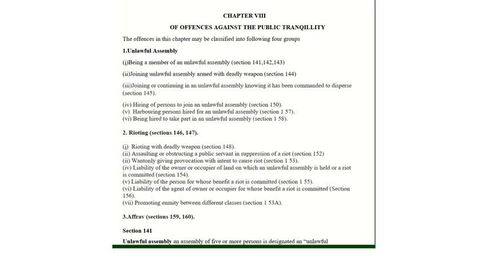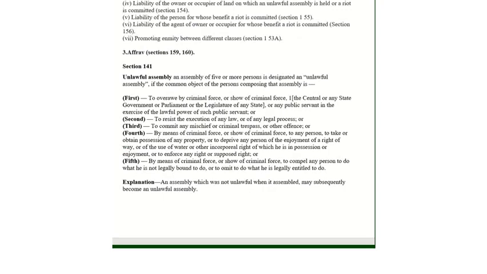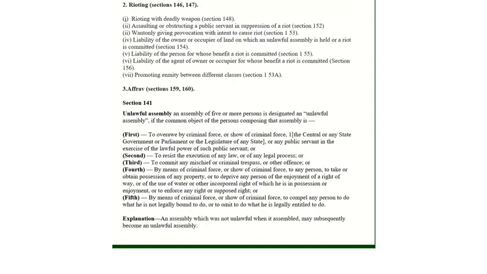So let us talk about the section which deals with unlawful assembly. As we know, an assembly of 5 or more persons is designated as an unlawful assembly if the following 5 points, given below, are the common object of the persons. First one is to overthrow by criminal force or show of criminal force the central or any state government or parliament or the legislature of any state, or any public servant in the exercise of the lawful power of such public servant. The second one is to resist the execution of any law or any legal process.